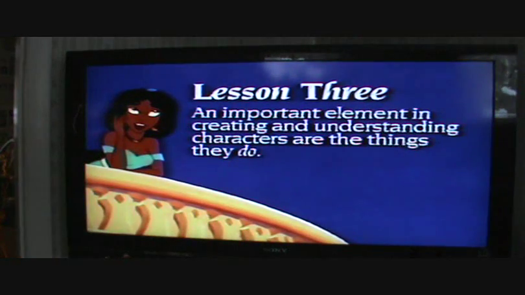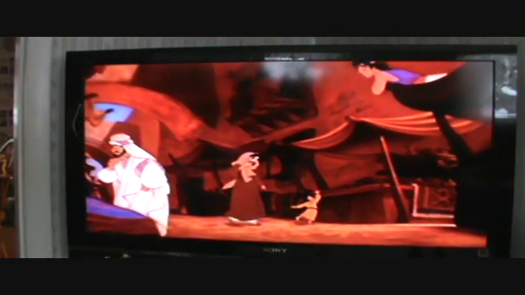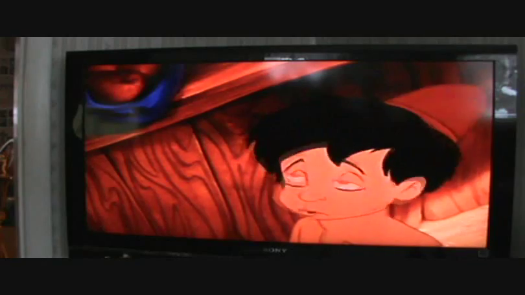Lesson 3. An important element in creating and understanding characters are the things they do and how others react to them. A good example of this is the time in the marketplace when Aladdin jumps in front of a dangerous sword to save Jasmine, showing us he's very brave.